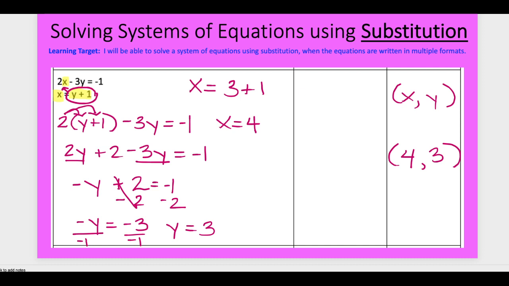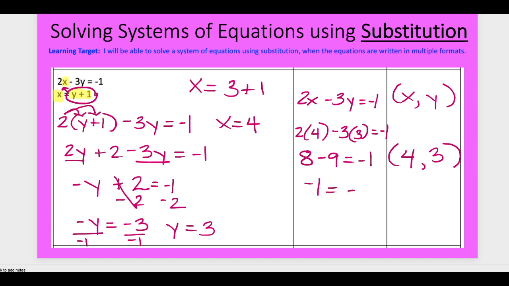So it's 2x minus 3y equals negative 1. I'm going to put the 4 in for the x, so 2 times 4 minus 3, and I'm going to plug in the 3 for y, and it's hopefully going to give me negative 1, but let's double check. 2 times 4 is 8. Negative 3 times 3 is negative 9, so I'm going to put a minus 9. And then 8 minus 9 is, in fact, negative 1. So thankfully, it does check, which means that (4, 3) is my solution.